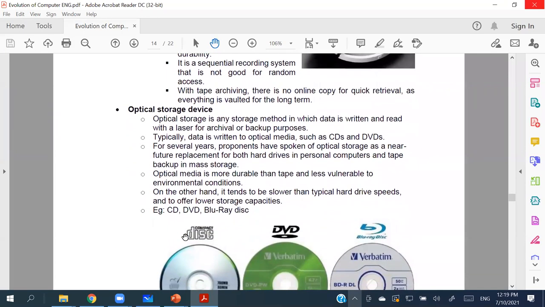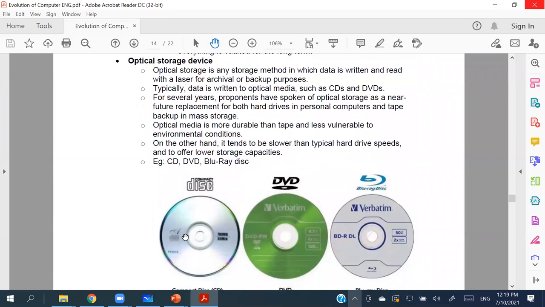And when it comes to optical storage devices, those are what we use most to store our data. They are CDs, DVDs, and Blu-rays. CDs, DVDs, and Blu-rays are the same in size, as you can see, but they have different capacities.